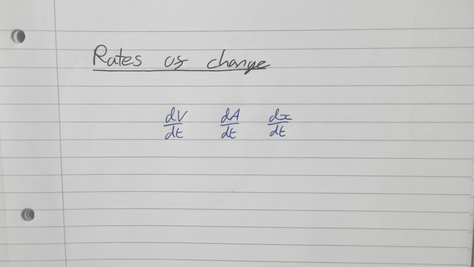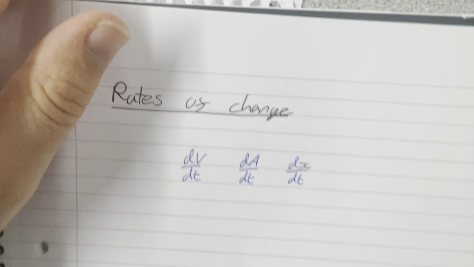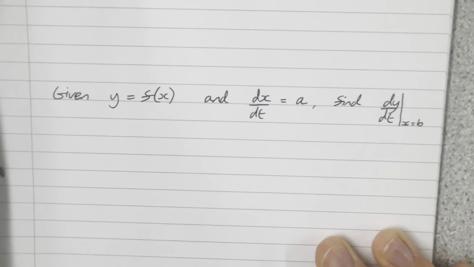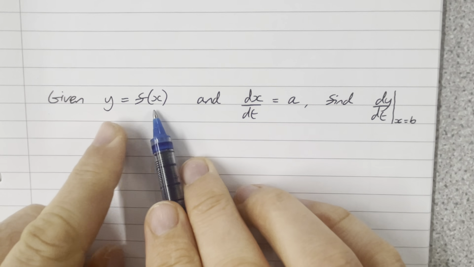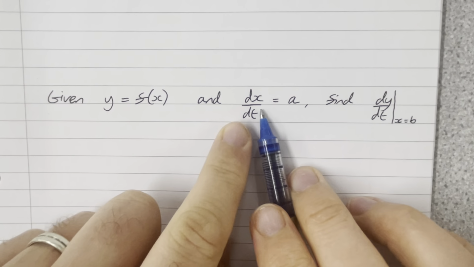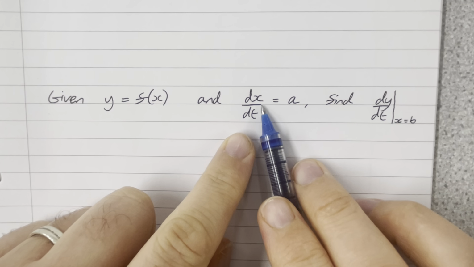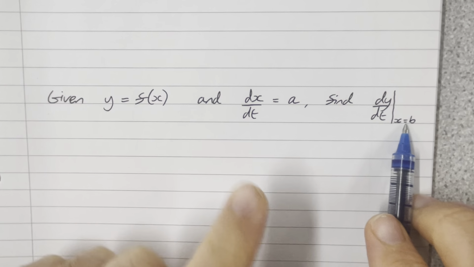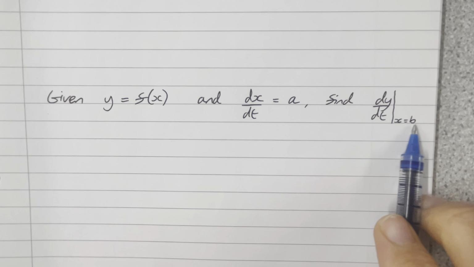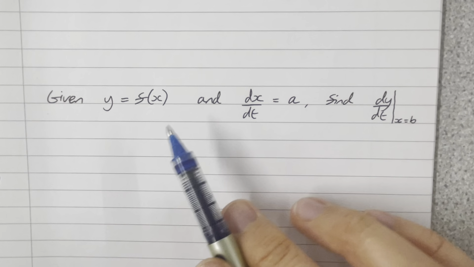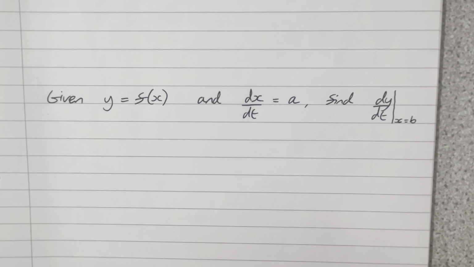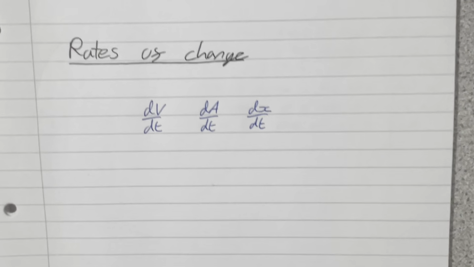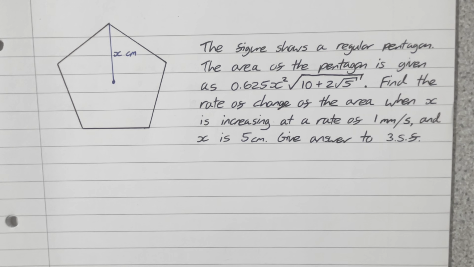Typically, questions will be guided as this. You are given one variable as a function of another. You're told perhaps that dx by dt is some number, and you're asked to find dy by dt when x is some other number. And it's just a case of using the chain rule in an applied setting. So let's have a look at 3 example questions of this.